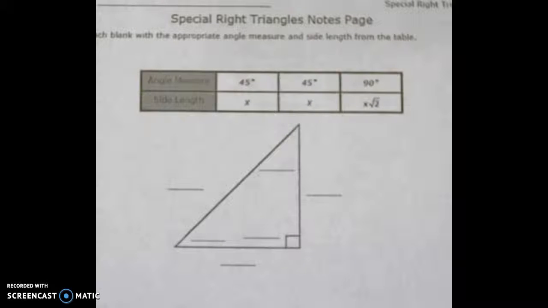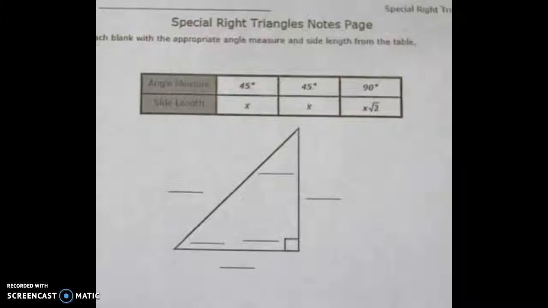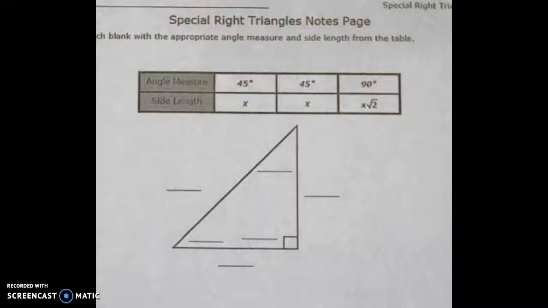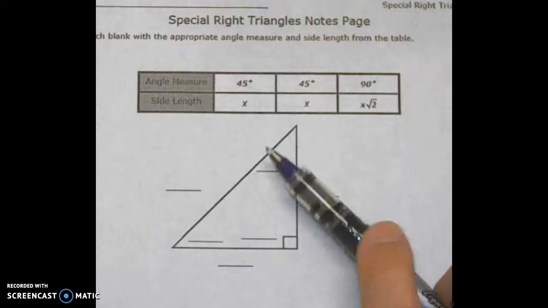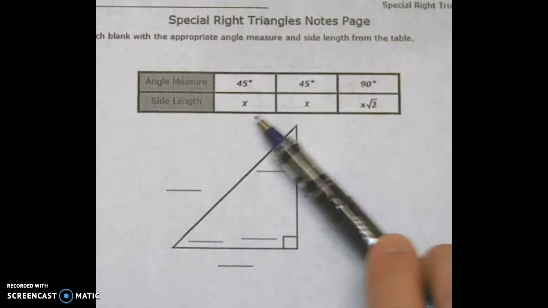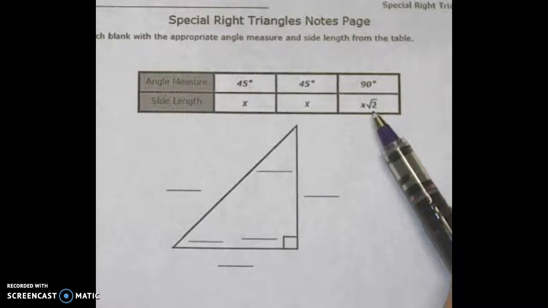Today we're looking at the Special Right Triangles Notes page. And for our generic 45, 45, 90 degree triangle, the sides opposite those angles are reflected by the lengths of x, x, and x times the square root of 2.